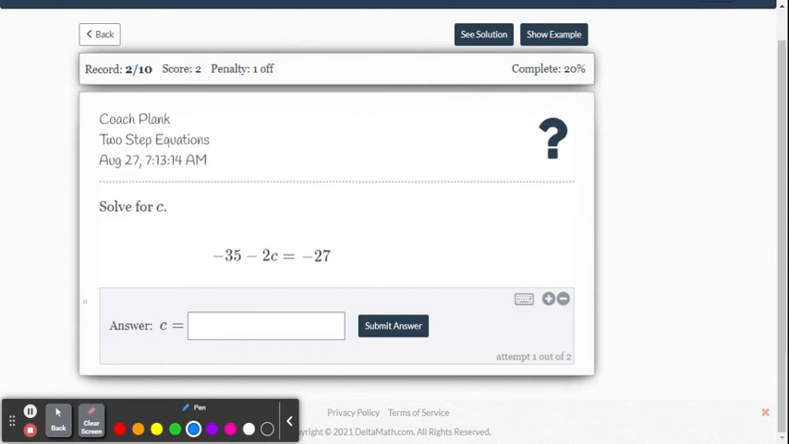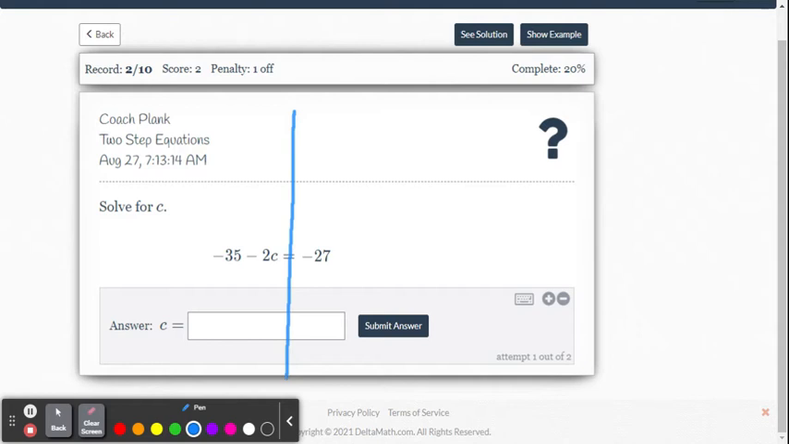In this example, we are going to solve an algebraic equation. That's a two-step equation, and this is within the DeltaMath online system. So we want to isolate the variable on one side of the equal sign. So remember, you have two sides of the equation divided at the equal sign.